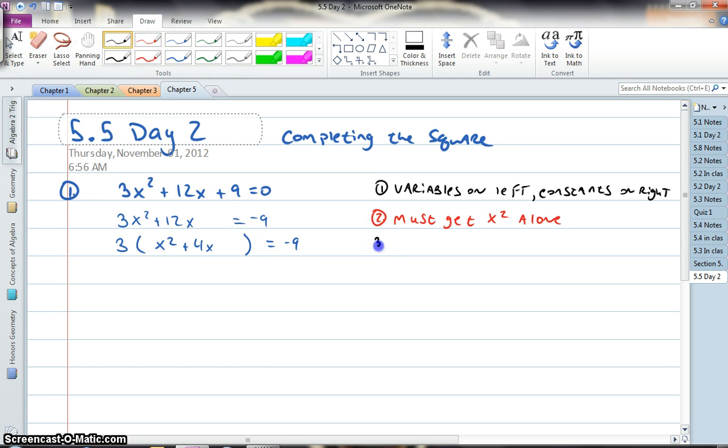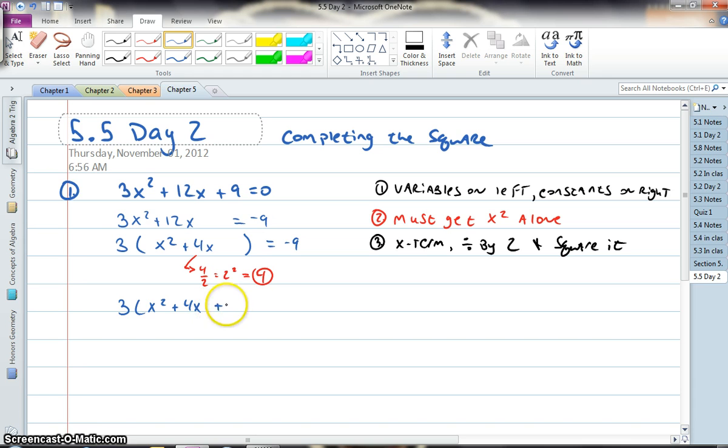Alright, then we have our infamous step 3, which is take your x term and divide by 2, and square it. So that's my 4. I'm going to take my 4, divide by 2 gives me 2, and square it, which gives me 4. So I get 3 times the quantity x squared plus 4x plus 4.